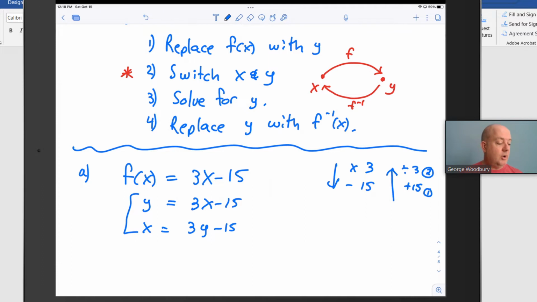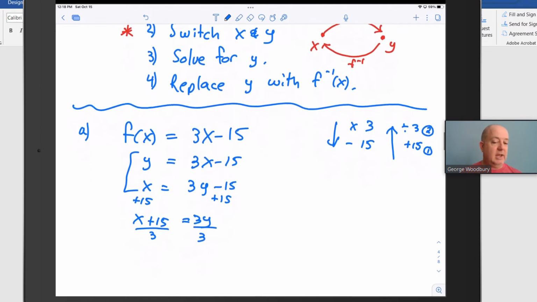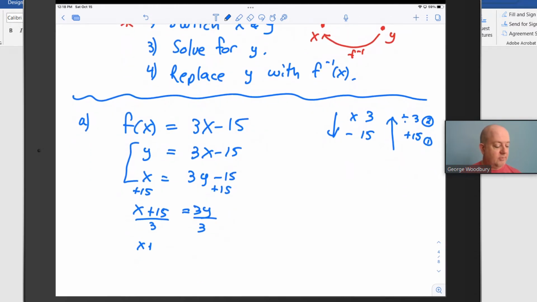Now we need to solve this equation for y. So first, we'll add 15 to both sides to isolate the term with y. X plus 15 equals 3y. How do we solve this for y? We're going to divide both sides of the equation by 3. And so now we have x plus 15 all divided by 3 equals y. We finish by writing this using inverse function notation. F inverse of x is x plus 15 divided by 3.